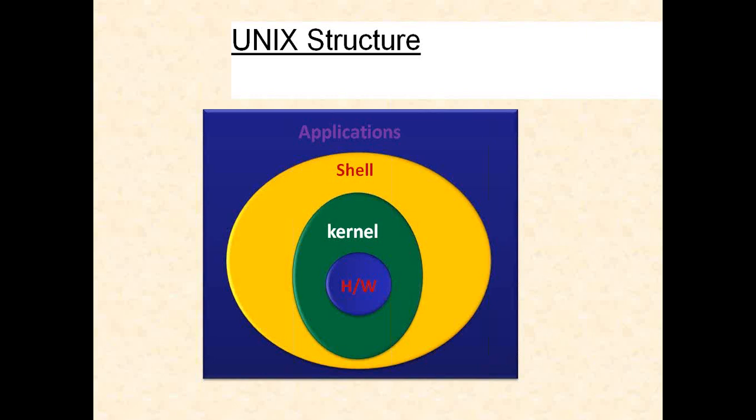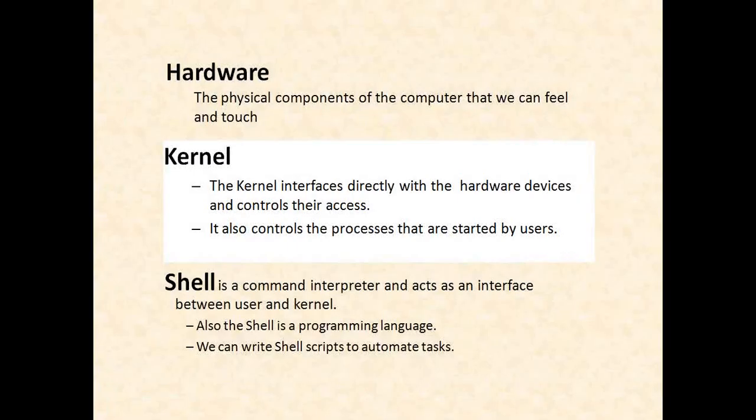How an application talks to hardware is through two components. One is called shell and the other one is called kernel. So let us understand what is meant by shell and what is meant by kernel. Starting with the definition of hardware, you already know, any physical component that you can touch and feel, we call it hardware.